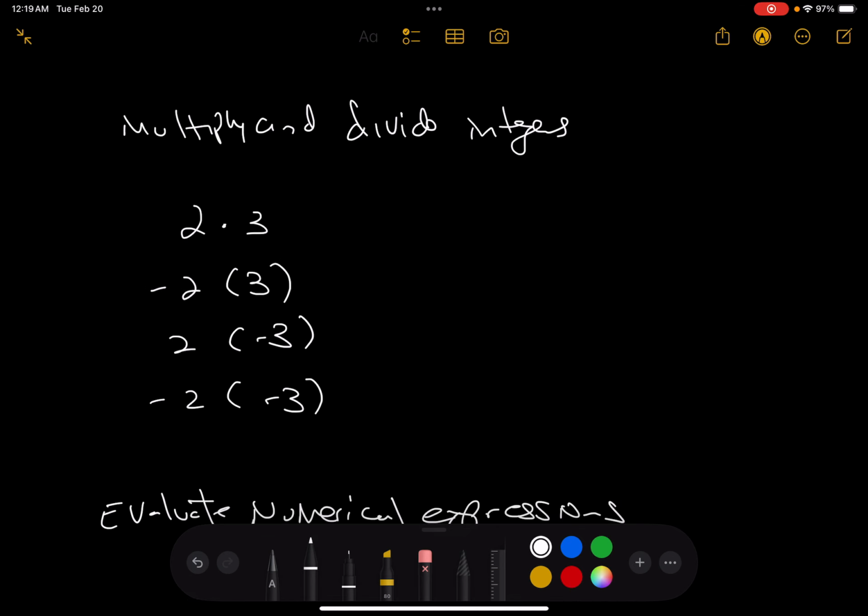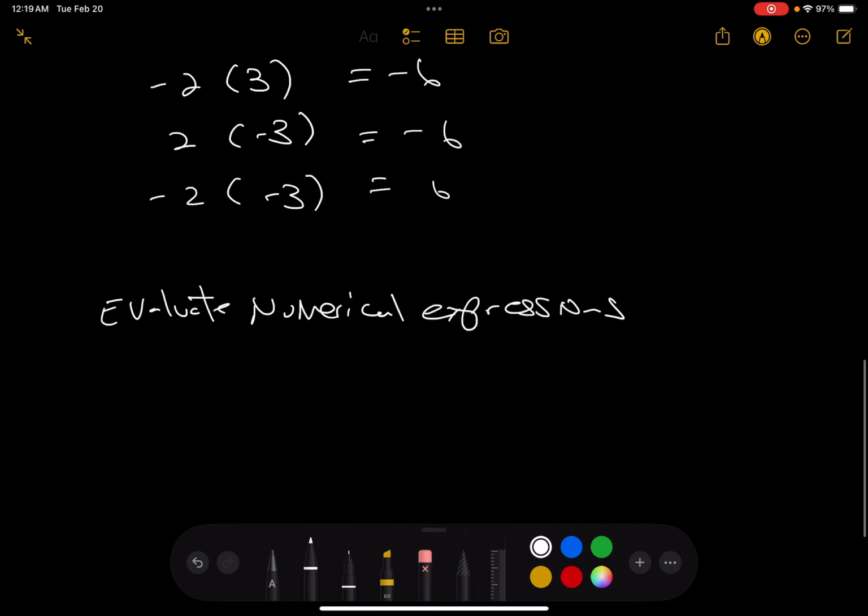So when we're talking about two numbers, if one of the numbers is negative, the answer is negative. If both numbers are negative, the answer is positive. So again, most of this is problems that we've worked on before, and they're relatively simple. We just have to remember the rules. This is 6. This is negative 6. Negative 6. And negative 2 times negative 3 is positive 6.